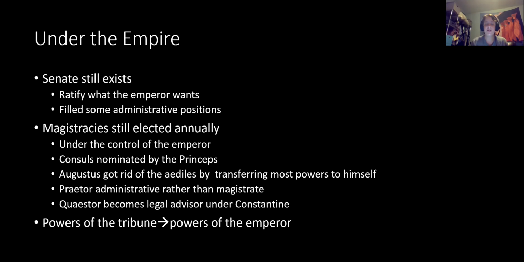Instead of running for office, consuls were nominated by the princeps. Augustus transferred most of the aedil's powers to himself, and therefore to all emperors after him. Praetors became more administrators in the government rather than a full magistracy, and much later, the quaestors were made legal advisors to the emperor by Constantine. What is most interesting is that Augustus based most of his powers, and therefore the powers of all subsequent emperors, on those of the tribune.